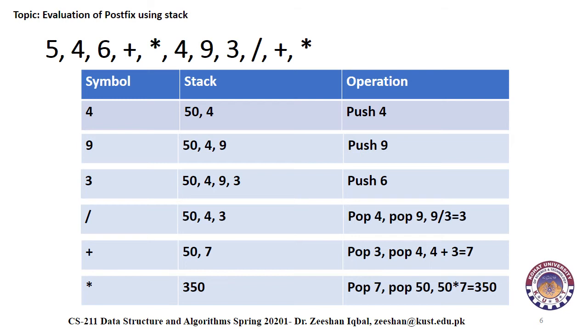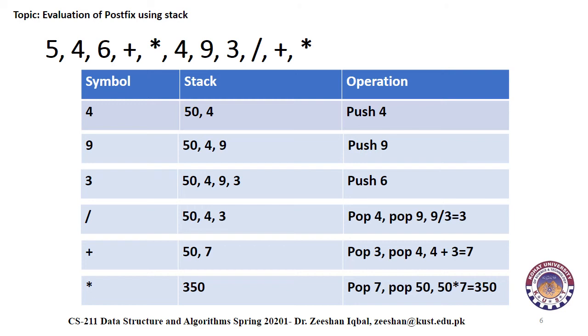Now the next symbol is division, which is an operator, so we will pop the top two elements, that is 3 and 9, and apply the division operator. So 9 divided by 3 becomes 3, so we will push this result 3 back onto the stack again. Next symbol is plus, which is also an operator, so we will again pop the top two elements, that is 3 and 4, and apply the plus operator. So 4 plus 3 becomes 7. Hence in this case too, we will push this result 7 back onto the stack again.